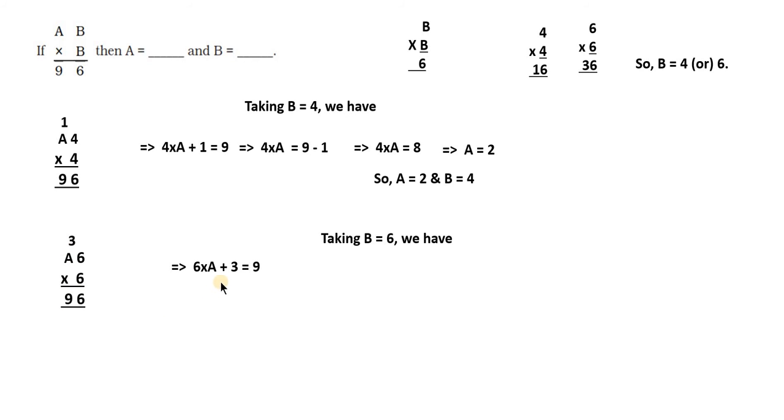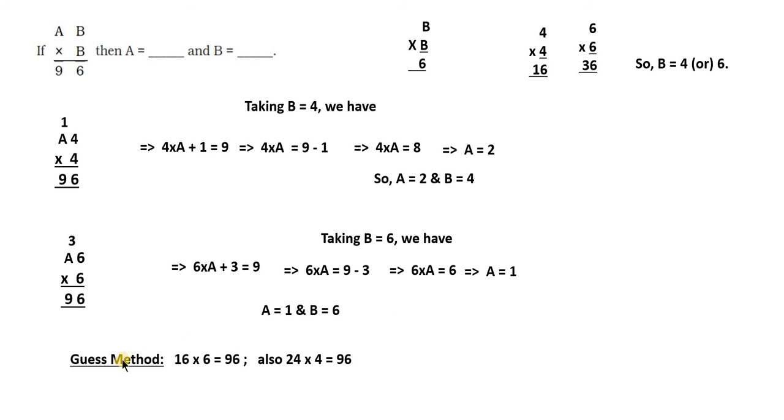So that is what it is. So here 6a is one term plus 3 equal to 9. You can take the number term to the right side. So 6a equal to 9 minus 3, which is 6a equal to 6, which implies a equal to 1. Therefore, a equal to 1 and b equal to 6 is another set of values satisfying this condition.